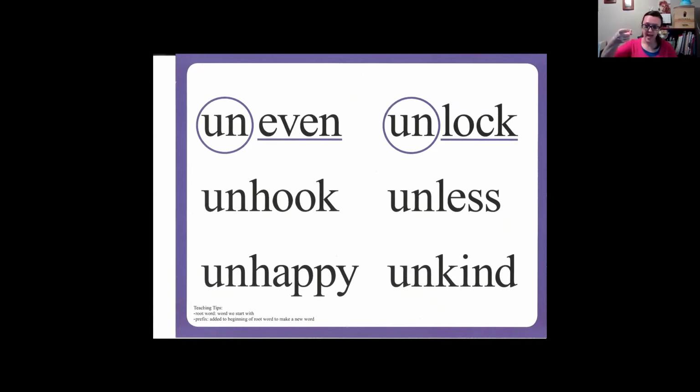Moving on. Unhook. To hook something and to unhook something mean the opposite. Unhook. Unless. Moving on. Unhappy. Un is the prefix. Happy is the root word. Unhappy. Moving on. Unkind. Un is the prefix. Kind is the root word. Unkind. Unhappy and unkind are the opposite of the root words happy and kind.